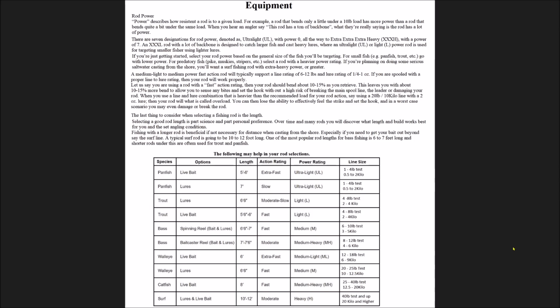One of the most popular rod lengths for bass fishing is 6 to 7 feet long. Shorter rods under this are often used for trout and pan fishing. Again, also a 7 to 12 foot rod is used a lot in Germany when fishing on banks where you have high reeds and such, so you can reach out, cast over that, and place your lure where you want.